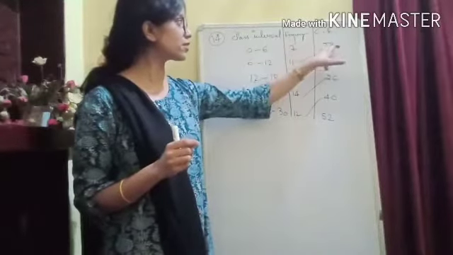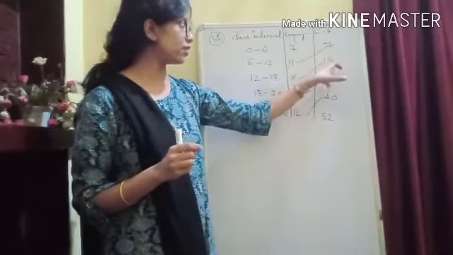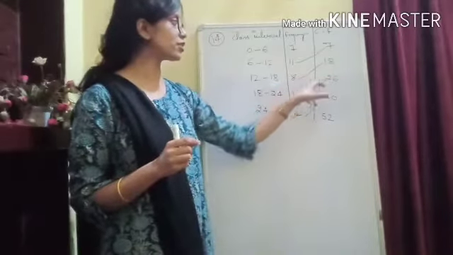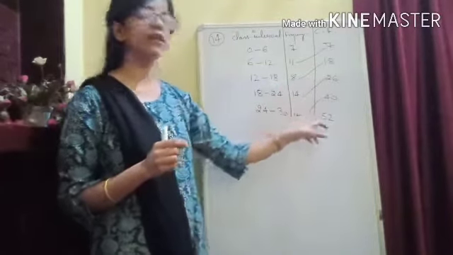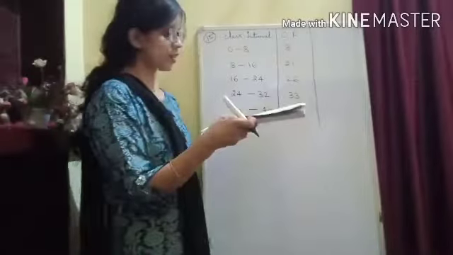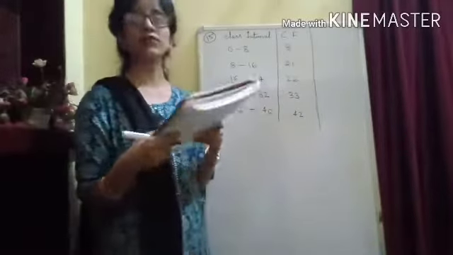So 7, and then 7 plus 11, 18, 18 plus 8, 26, 26 plus 14, 40, and then 40 plus 12, 52. Now next we have taken question number 15.